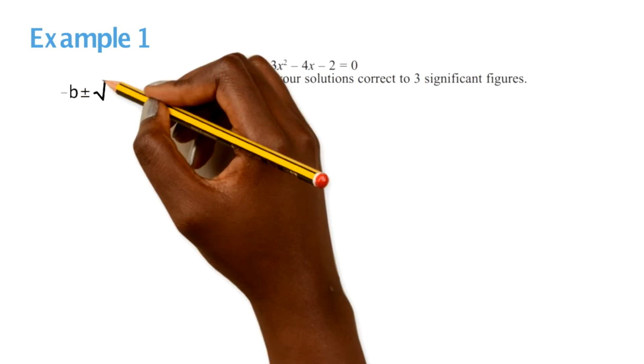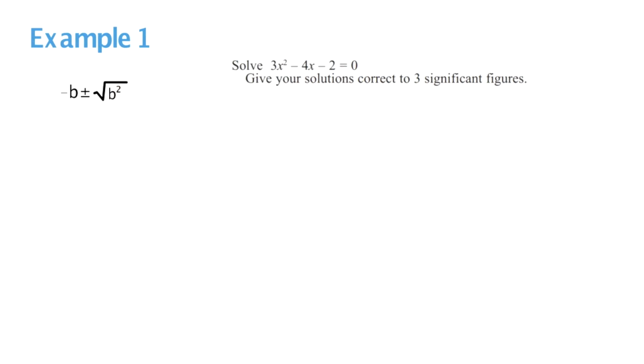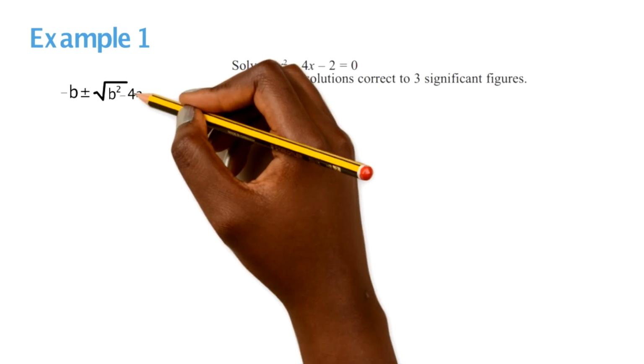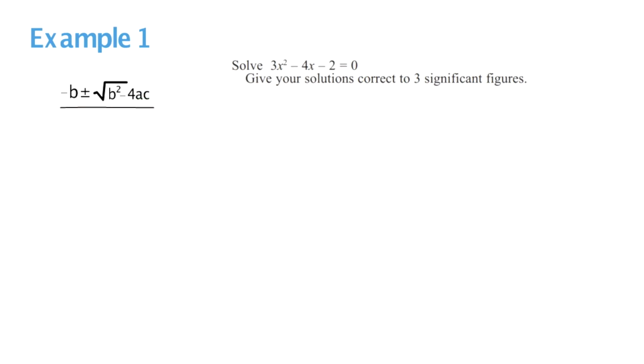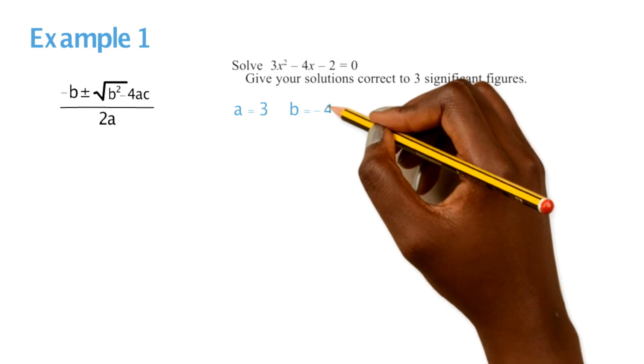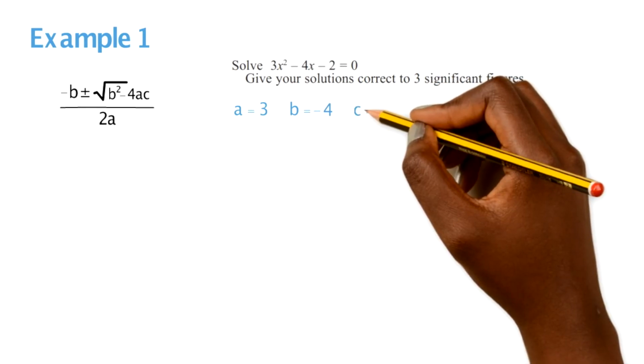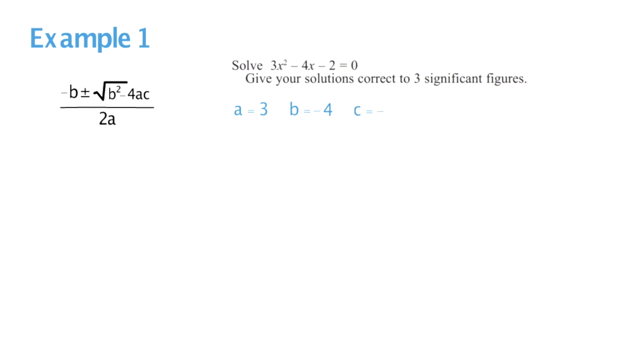Example 1. We have a quadratic equation equal to 0 and it wants us to give solutions to three significant figures, so we're going to use the quadratic formula. This formula is x equals minus b plus or minus the square root of b squared minus 4ac, over 2a. The more you practice these types of questions, the more it will resonate in your memory. The first thing is to make note of our a, b, and c. Our a is 3, our b is minus 4, and our c is minus 2 for this particular question.